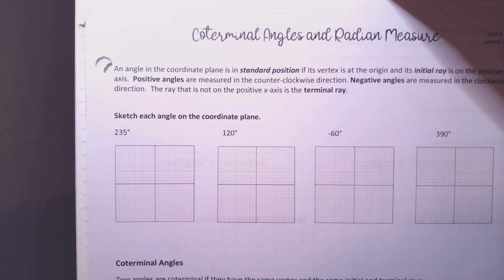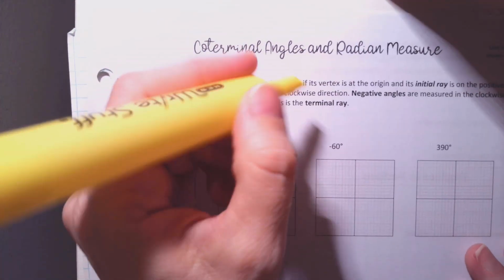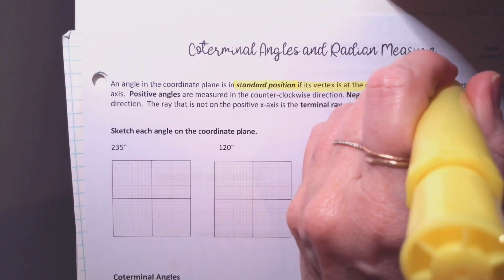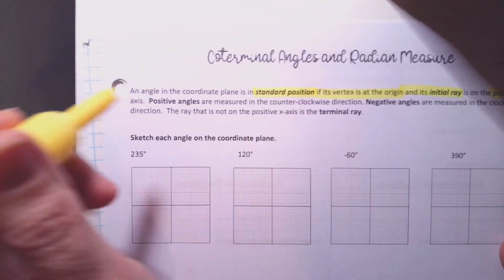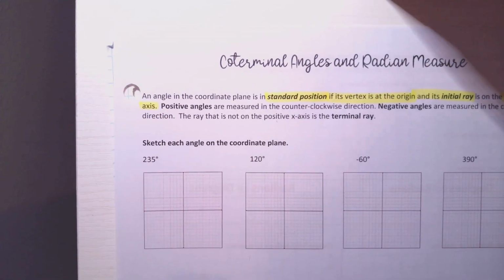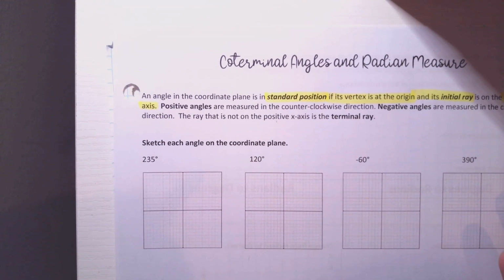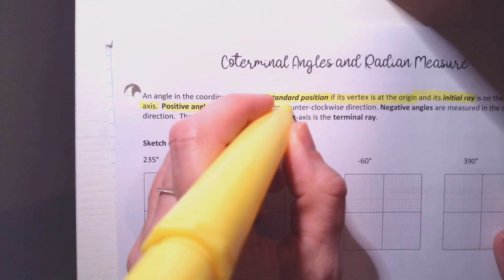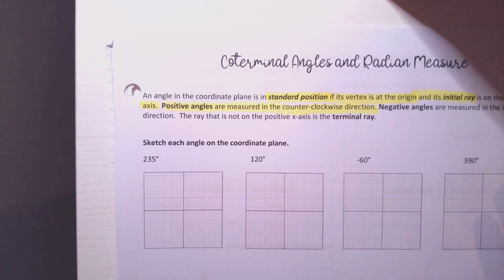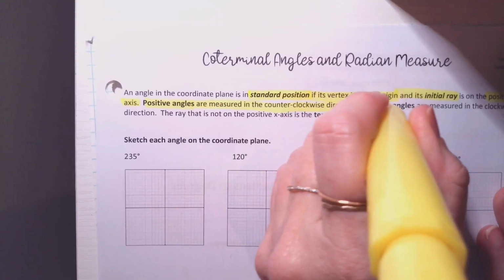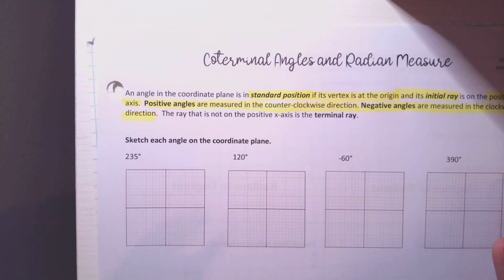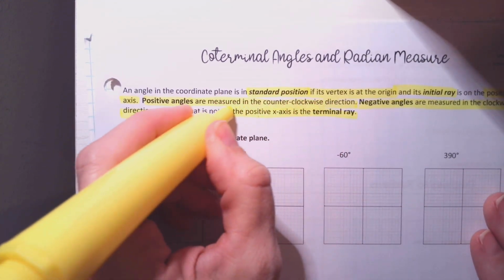So starting with some definitions. An angle in the coordinate plane is in what's called standard position if its vertex is at the origin and its initial ray is on the positive x-axis. And then angles can actually be measured in two different directions. You can measure angles in the positive direction. Positive, they're drawn counterclockwise. And angles can also be negative. Negative just means you're going to draw it clockwise instead. And then the ray that is not on the positive x-axis is what's called the terminal ray.